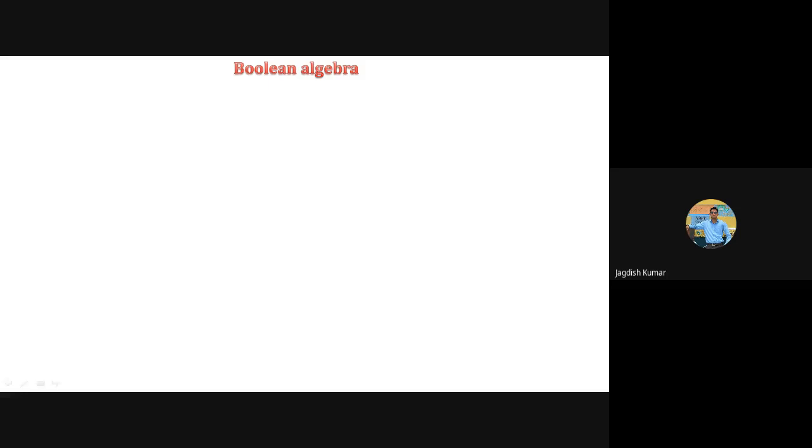Okay, fine. So now this Boolean algebra basically helps us in understanding and designing more complex digital expressions. And we will be seeing in this unit how Boolean algebra is helpful in doing that.